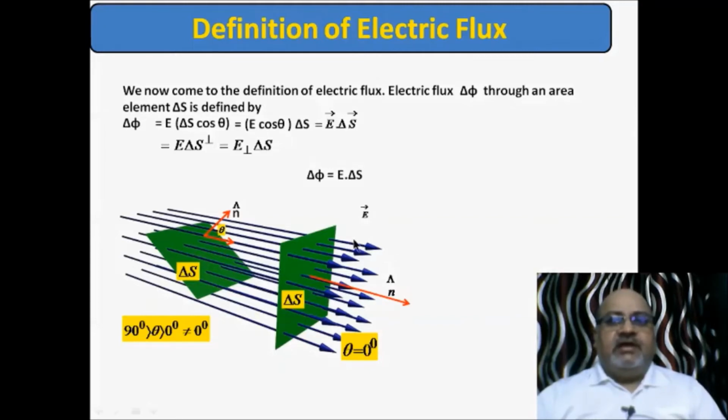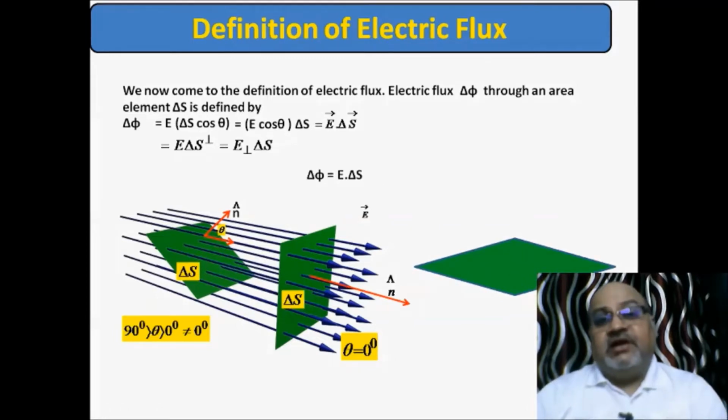So in this case, electric flux delta phi is equal to E dot delta S. But in this case, these are the results. The electric flux related with this small area element is delta phi, which is the scalar product of the E vector and the area vector delta S. And for this, delta phi is equal to E into delta S. Now third case.